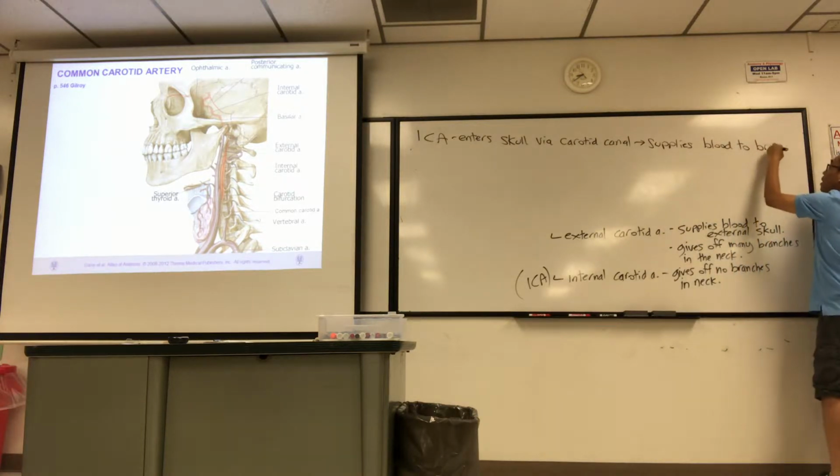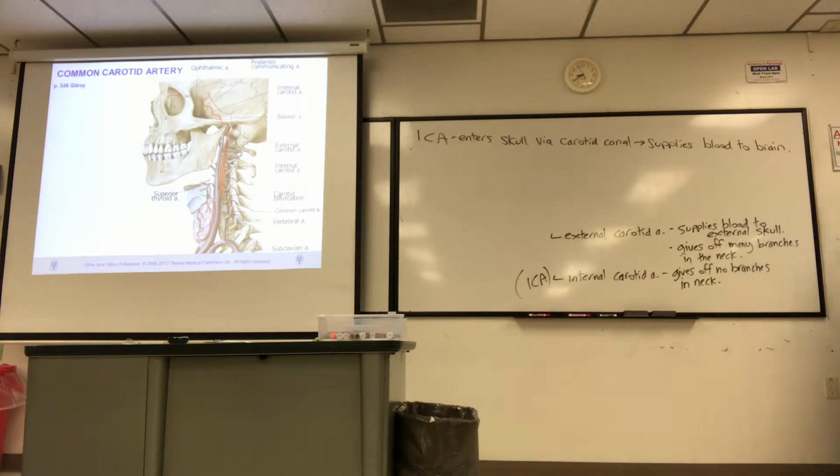That's pretty important to note. It's literally ICA, the internal carotid artery, is one of two arteries that supply blood to the brain. The other one's vertebral. We'll get to that.